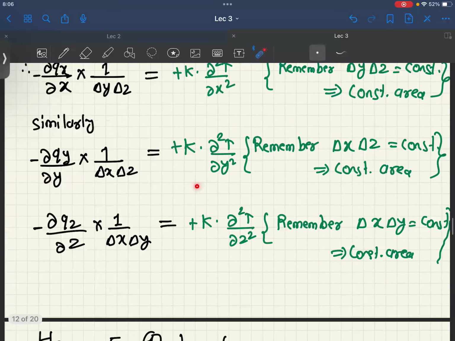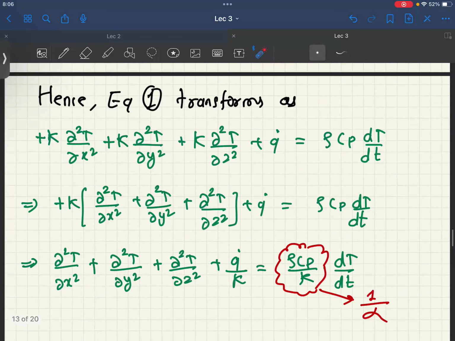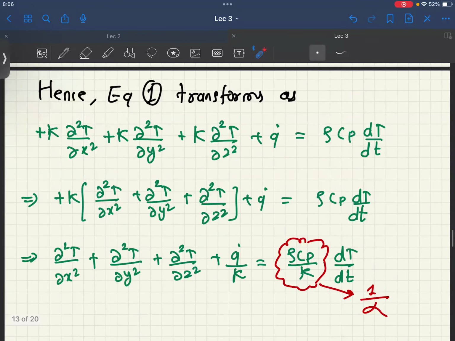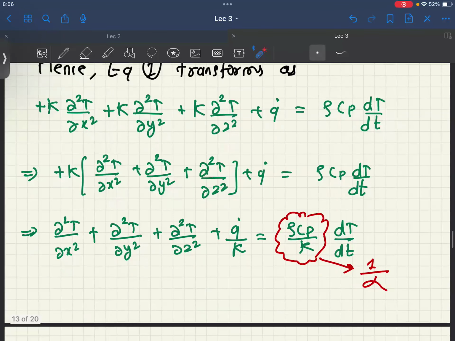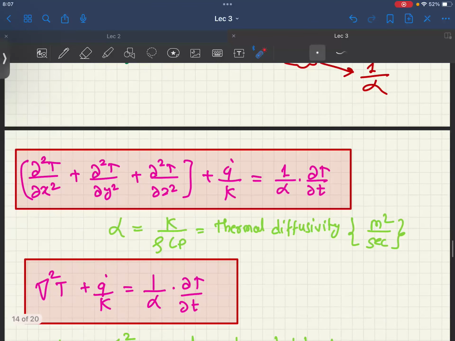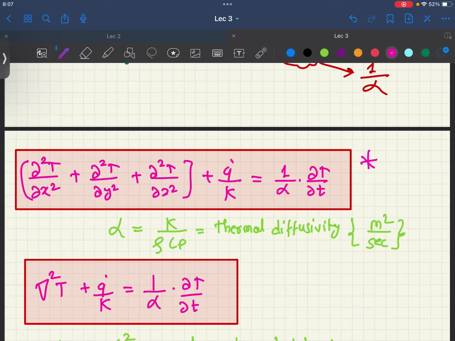Similarly, we can also write like this, and then when we put this into the original equation, the final equation which we get is this: k into dou2t by dou x square plus dou2t by dou y square plus dou2t by dou z square plus the volumetric rate of heat generation is nothing but rho cp dt by dt, right? If we take k common and divide everything by k, here we get thermal diffusivity, 1 by alpha. So this is the ability of material to store heat divided by the ability of material to conduct heat, right? This is the overall equation which is very, very important.